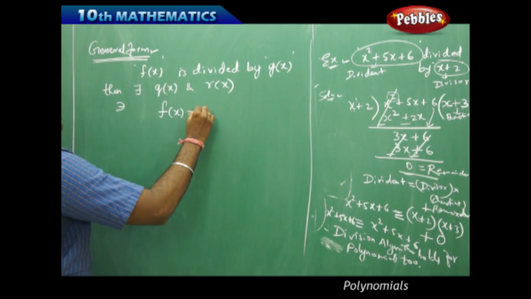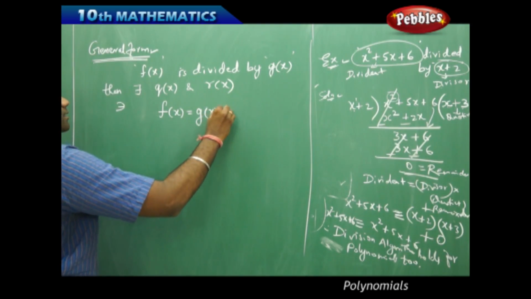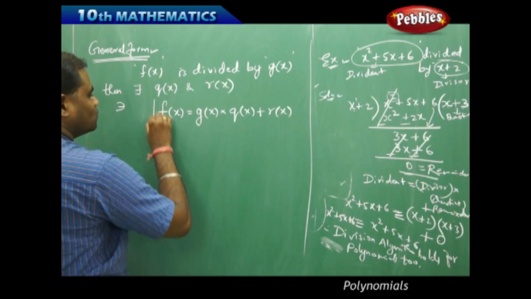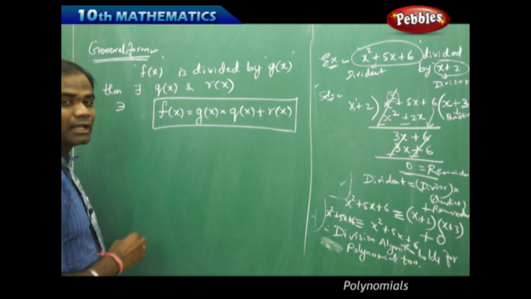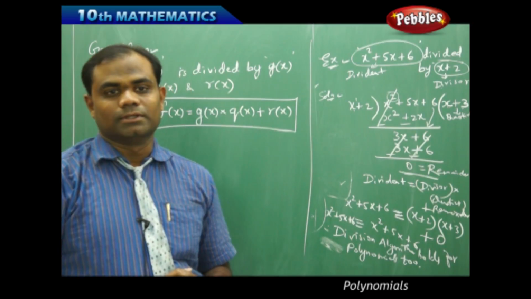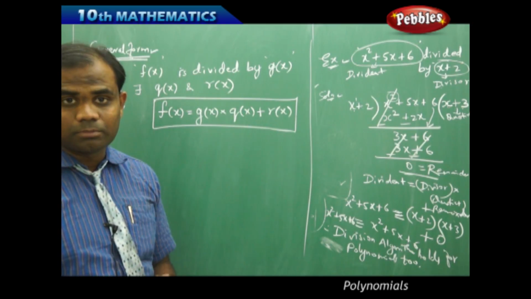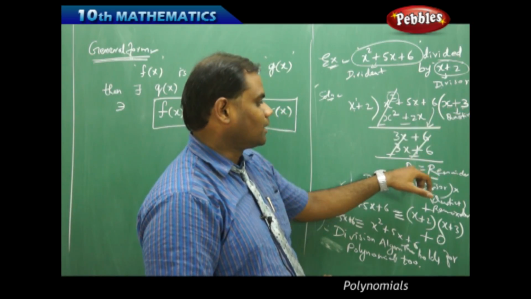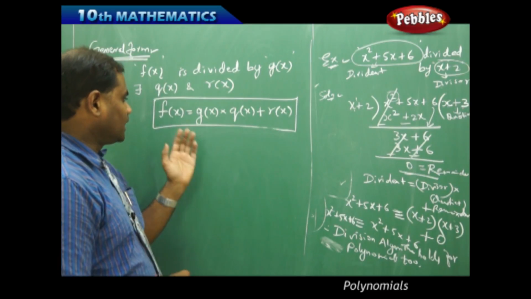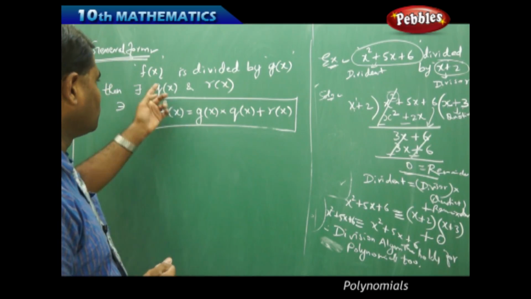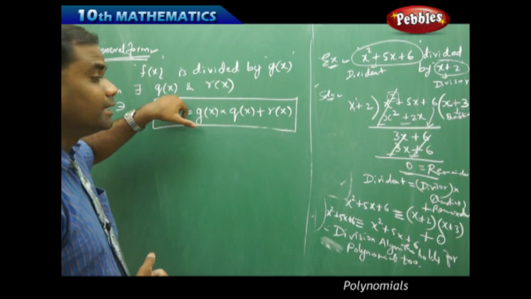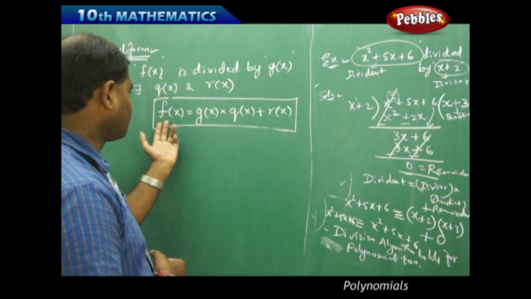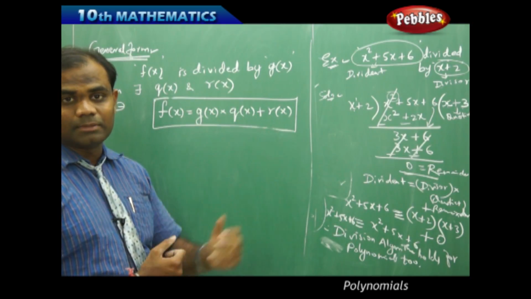my dividend is divisor into quotient plus the remainder is what I get as the division algorithm for the two polynomials, where q of x is the quotient polynomial and r of x is the remainder polynomial. In this case, q of x is x plus 3 and r of x is 0. Therefore, I have the division algorithm for two polynomials where f of x is divided by g of x, leads me to the quotient and the remainder, which are connected with the divisor and the dividend as f of x equal to g of x into q of x plus r of x.